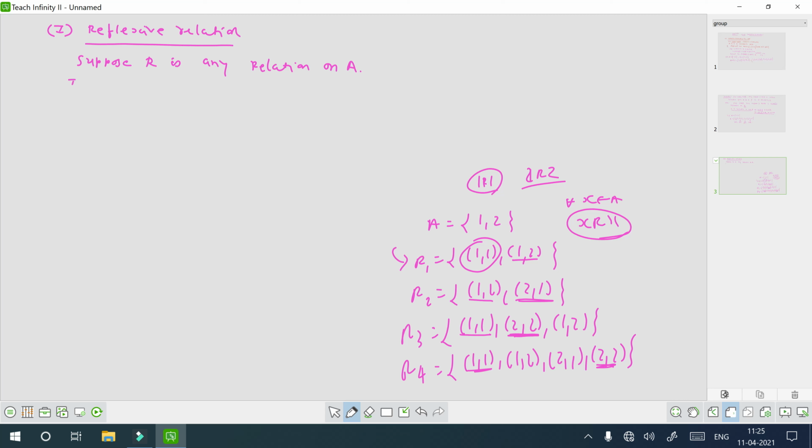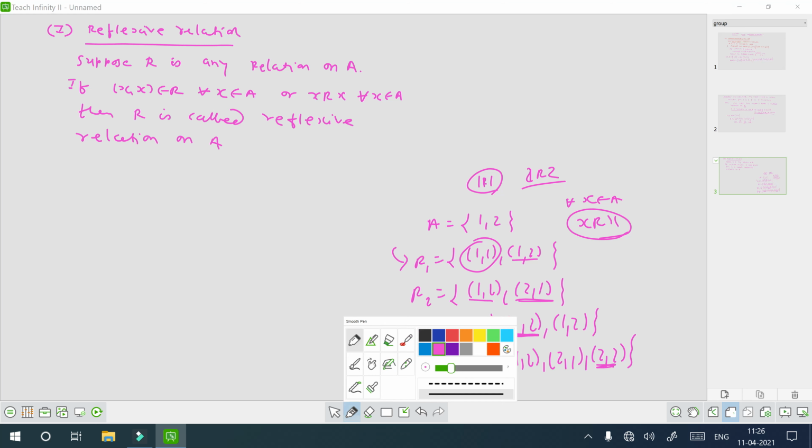If the ordered pair (x, x) belongs to R for all x belongs to A, or x R x for all x belongs to A, then R is called a reflexive relation on A.